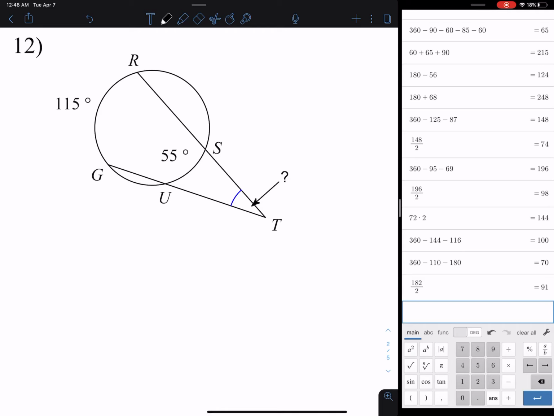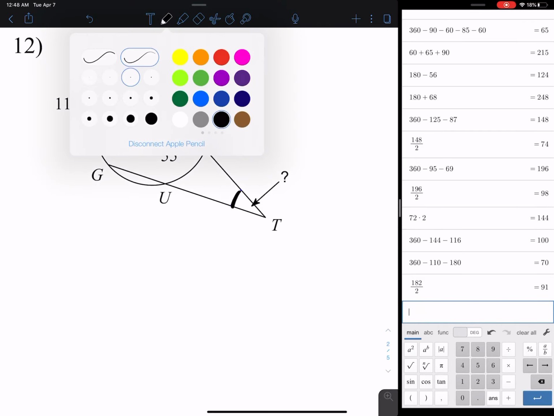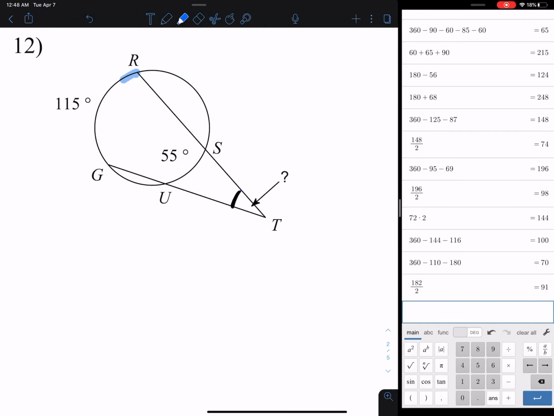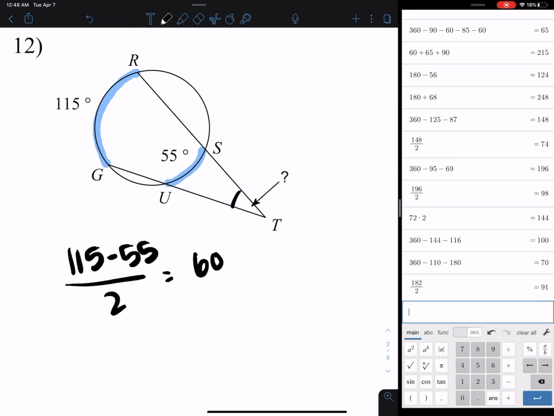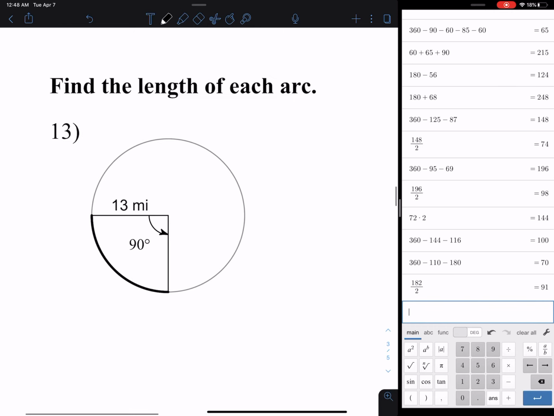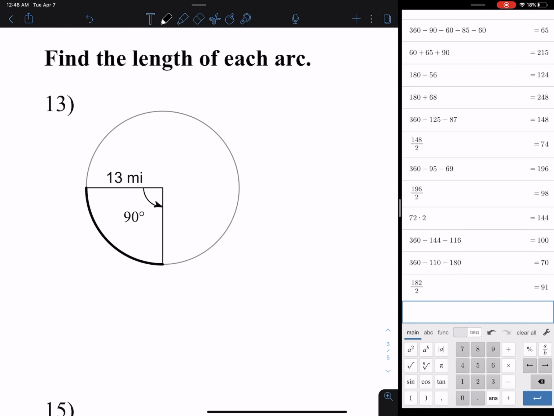The next one, we're just trying to find the exterior angle here. So we have our major arc is 115, and then our minor arc is 55. So we have 115 minus 55 divided by 2. That tells us that this is 60 divided by 2, which is 30. So that exterior angle is 30 degrees. So that's it for angles and arcs in a circle.